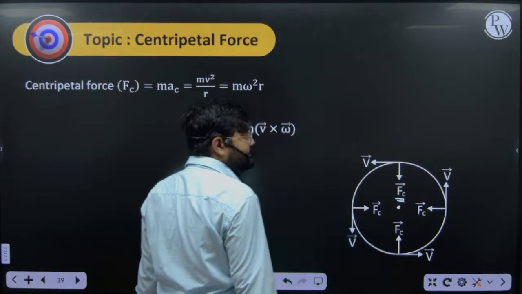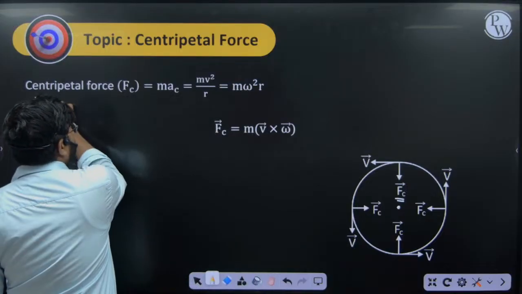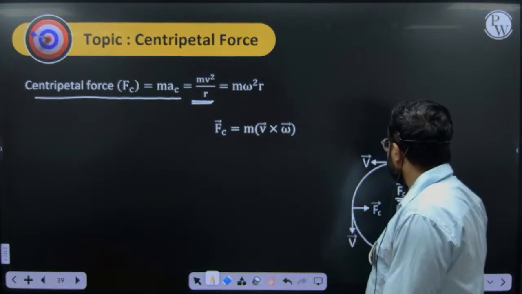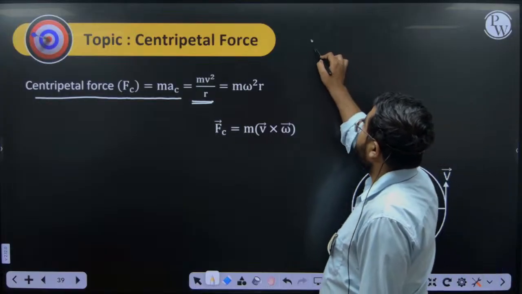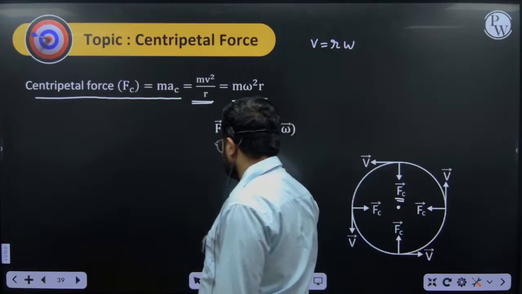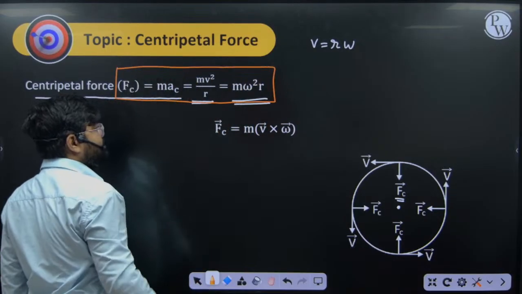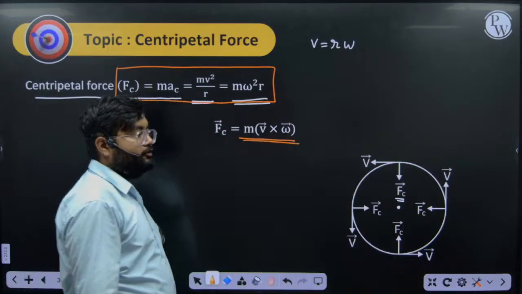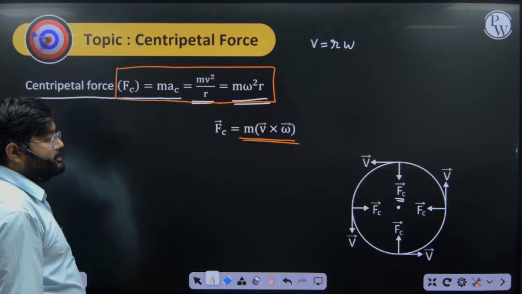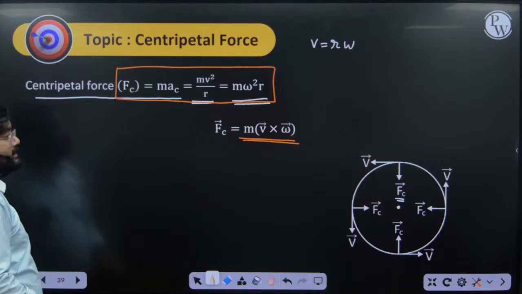Centripetal force always acts towards the center of the circle. What is the value of the centripetal force? Centripetal force is given by mv square by r, mass into speed square by radius. When it is rotating it also has angular velocity omega, and we know v equals r omega. If you put this value here and solve, we also get the centripetal force as m r omega square. This is the main formula of centripetal force. In vector form, it is written as m into v cross omega. So this is the centripetal force, it always acts towards the center.